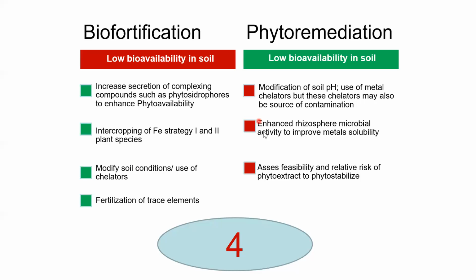But in case of phytoremediation, the first part, that is okay, modification of soil pH, use of metal chelators, but these chelators may also be a source of contaminant. So we have to enhance the bioavailability, but if we are using again the chelators which we were using in biofortification, so if we use that in bulk for phytoremediation, they may also be one source of contamination. So that must be cared of again.